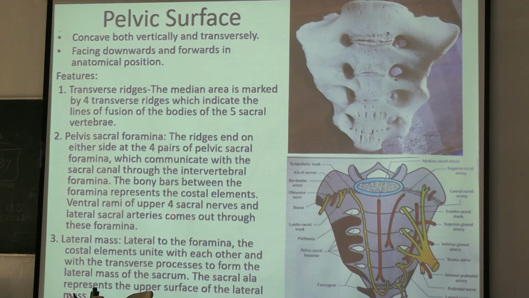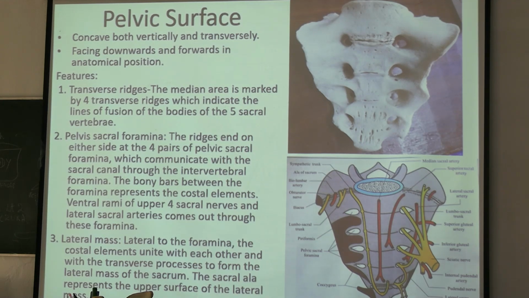And ventral rami of the upper four sacral nerves and lateral sacral arteries come out through these foramina. Here you can see these are the ventral rami of the upper four sacral nerves, and also the branches of lateral sacral arteries are coming out through these foramina. This is important: which structure is passing through which foramina?